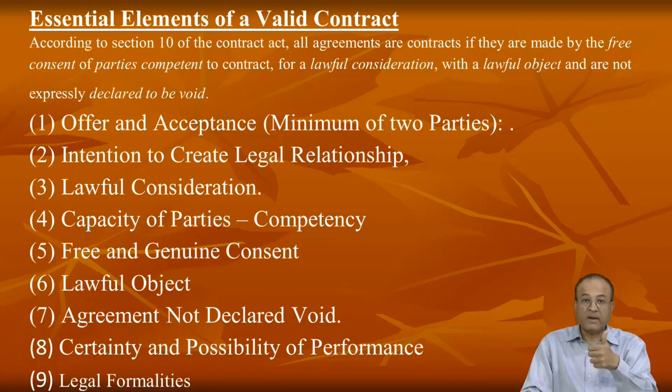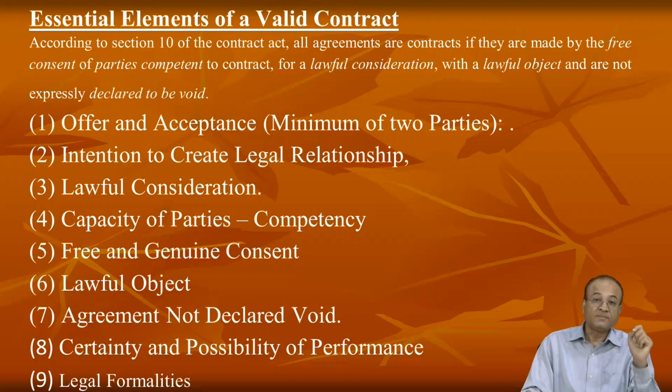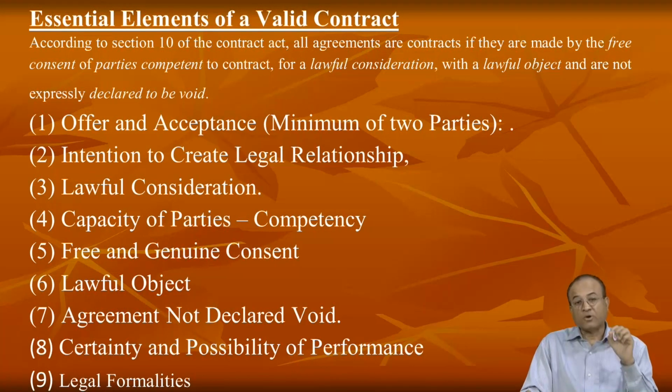First, offer and acceptance, minimum of two parties. There must be a minimum of two parties to an agreement, that is, one party making the offer and the other accepting it. The term of an offer must be definite and the acceptance of the offer must be absolute and unconditional. The acceptance must also be according to the mode prescribed and must be communicated to the offerer.